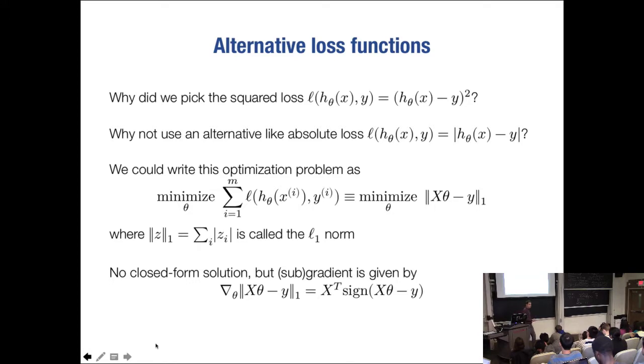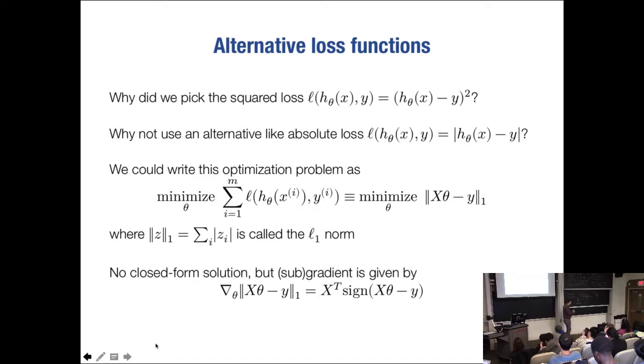But we could use other loss functions too. So for example, the absolute loss function, where we don't take the squared difference but the absolute value of the difference, is also a very reasonable measure of how different our prediction is from the actual output. And you can play the same tricks with linear algebra as before. This problem of minimizing the absolute loss can also be written in vector form as minimizing what's called an L1 norm of the difference between our predictions and our outputs, where the L1 norm of a vector is the sum of its absolute values.